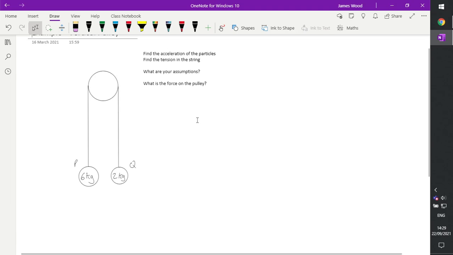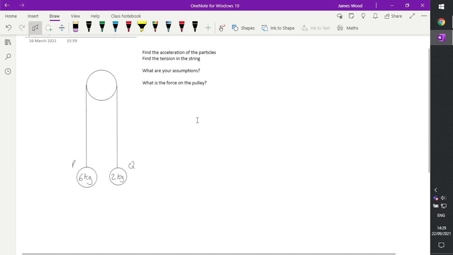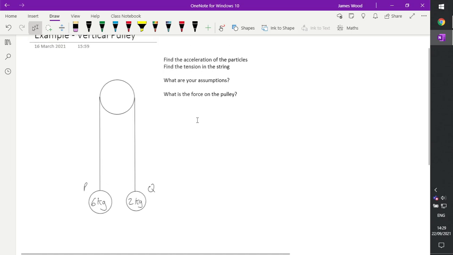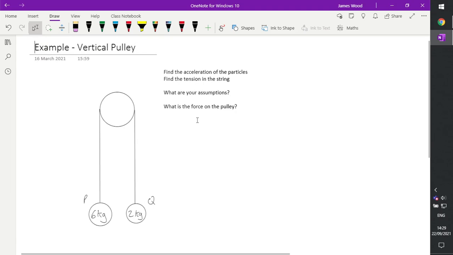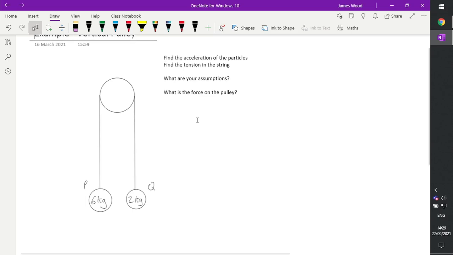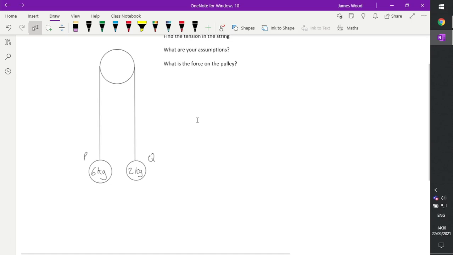I've got the masses of the two objects. One has a mass of 6 kilograms, the other has a mass of 2 kilograms. And we've got to find the acceleration and the tension in the string. Okay, and we're also going to talk about what our assumptions are and what the force on the pulley itself is. So the first thing to do is just label all of the forces involved in this diagram.